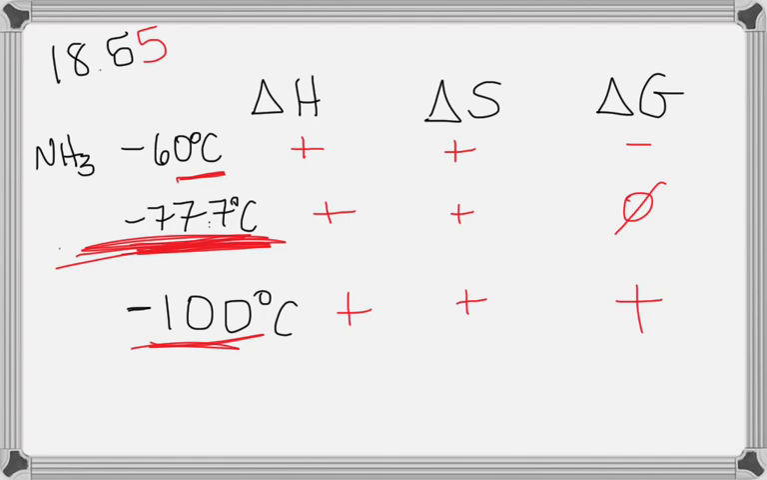Number 11. Okay, on number 11, you have to be able to identify the cathode and the anode, because reduction is going to happen at the cathode and oxidation is going to happen at the anode.